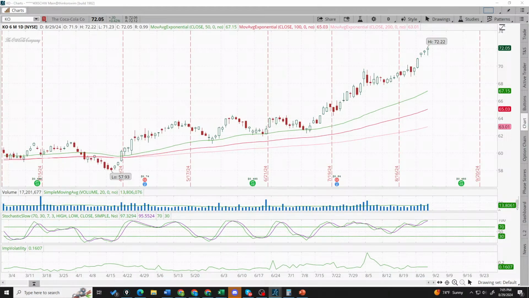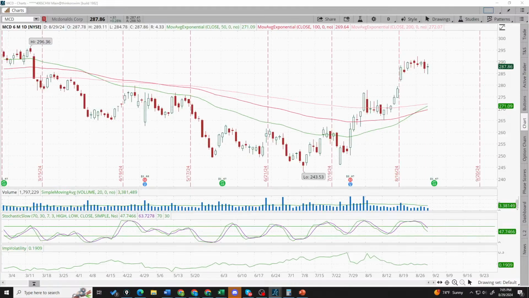Coca-Cola, high, overextended. McDonald's on the menu. Coming back, starting to show the sellers, but they're not doing much.